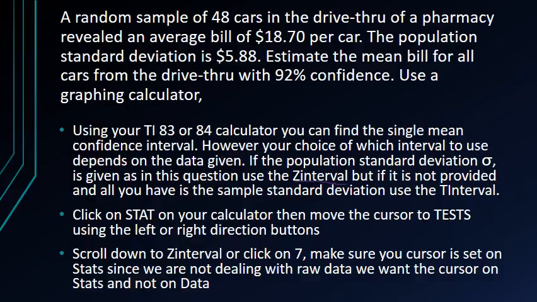To do this, you click on stat on your calculator, which is the button below del, and then you move the cursor to tests using the left or right buttons. Then you scroll down to z interval and click on it using enter, and you make sure the cursor of the calculator is set on stats and not on data when you're at the z interval.